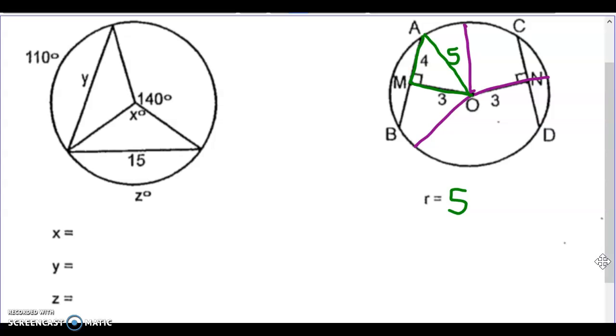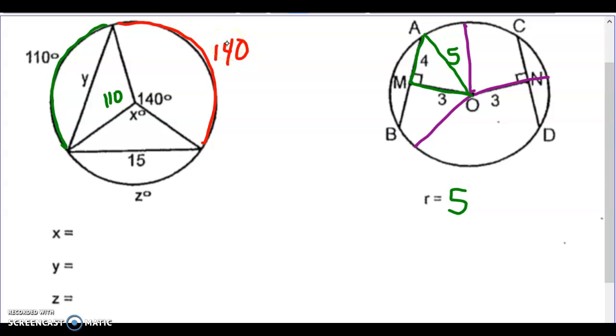Okay, so on this example here, there's a couple different ways we could go about this. I know that this arc here is 110, so that means this angle inside of here would be 110. And I know that this angle here is 140, so then this arc would be 140. That was from last class, where if the central angle is 140, then the intercepted arc is also 140.